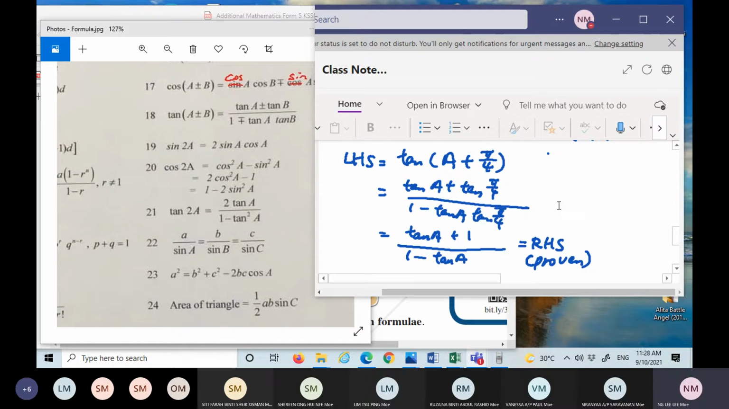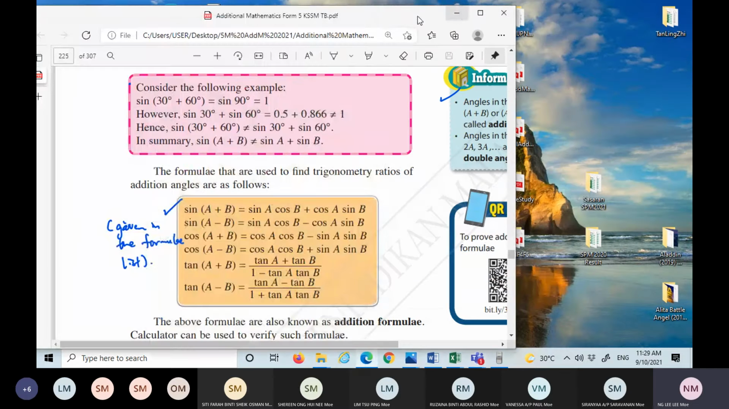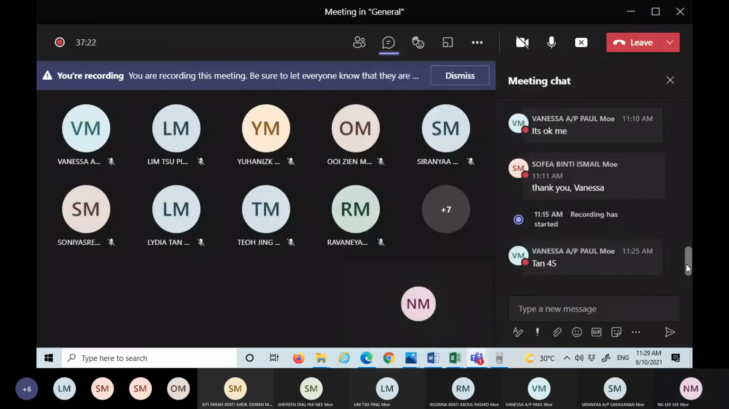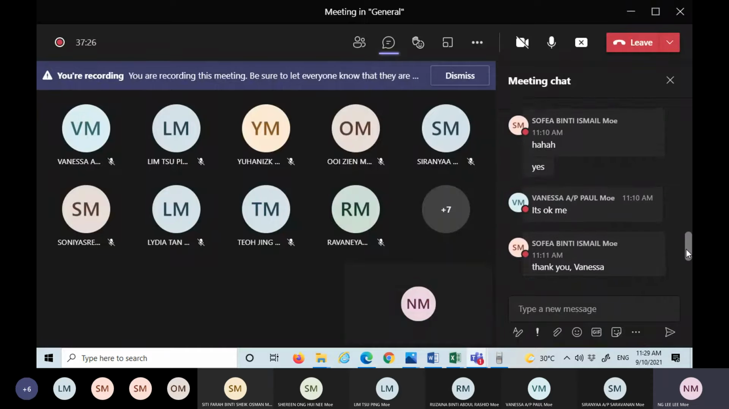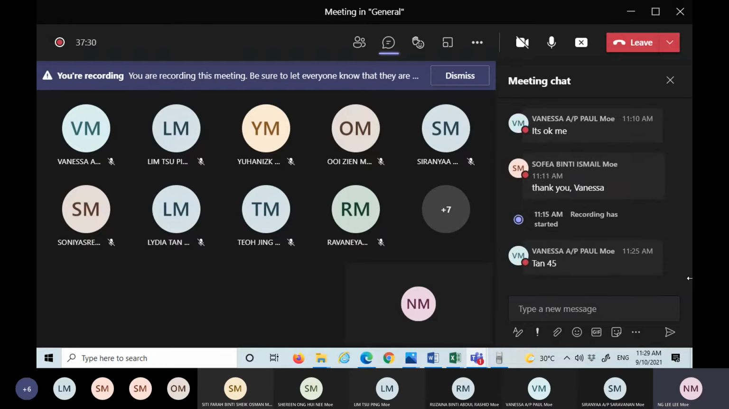So this thing will automatically appear in your content library. So anything to refer for today's lesson, you just look for it. Okay, so I will put down. Any more questions? Tangent 45, yeah, tangent 45 is 1. No more questions, I guess. So I will continue today.